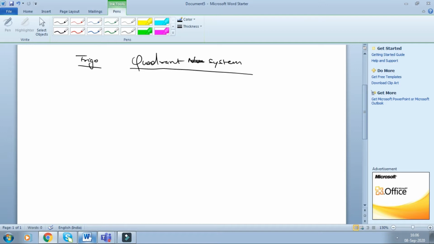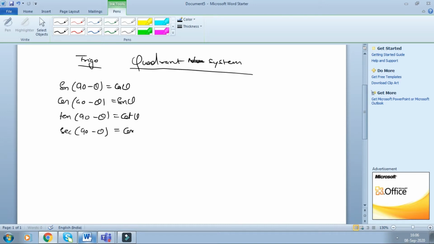What is the quadrant system? First of all, in 10th class, you all learned these formulas: sin 90 minus theta is equal to cos theta; cos 90 minus theta is equal to sin theta. Similarly, tan 90 minus theta is equal to cot theta; sec 90 minus theta is equal to cosec theta; and cosec 90 minus theta is equal to sec theta. Similarly, last, cot 90 minus theta is equal to tan theta.